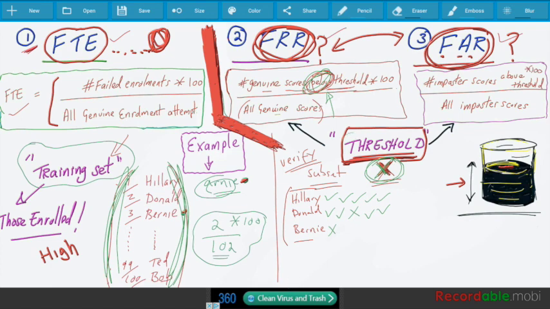This consistent, constant threshold does not change throughout this entire experiment. You've got to just keep it consistent throughout. The second time, again, it's failed. He doesn't get above the threshold, and he's got another rejection. It's a false rejection, because here we're dealing with the genuine scores, so it's got to be marked.